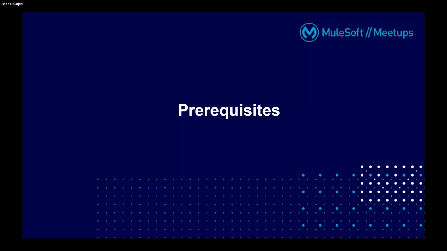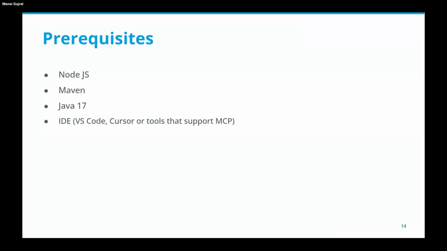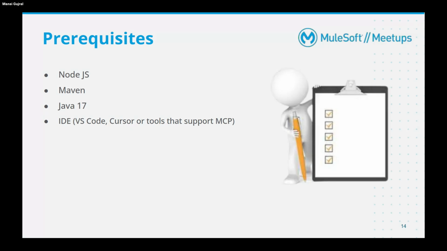Then going ahead, we'll gather a few prerequisites before moving ahead with the demo. We would require Node.js. We can use any version of Node.js above 22, which is compatible with MCP. Then we would require Maven, Java 17, and an IDE, which can be anything like VS Code, Cursor, or any other tools that support MCP. Also, in this session, we are going to cover Anypoint Code Builder as well. And if you want to integrate using Anypoint Code Builder, then you would require access to Anypoint Platform as well.